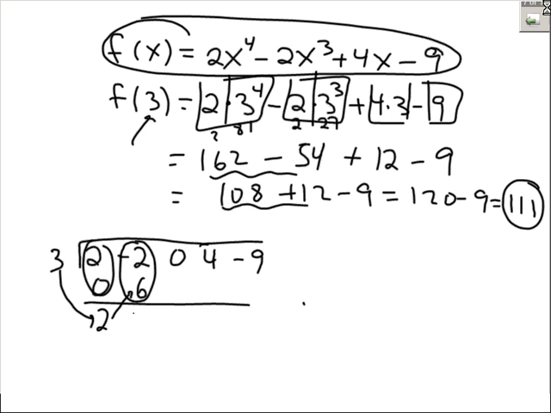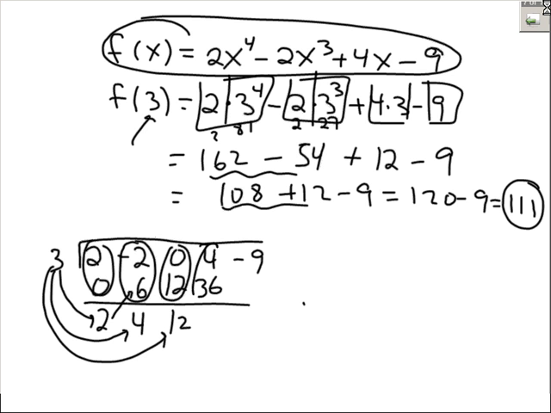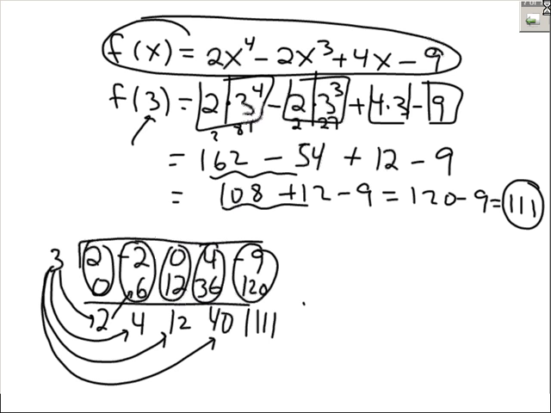You add these two numbers, you get 4. 3 times 4 is 12. You add these two numbers, it goes there. 3 times 12 is 36. You add these, you get 40. 3 times 40 is 120. You add these two numbers, you get 111. That's f of 3. The remainder is 111.